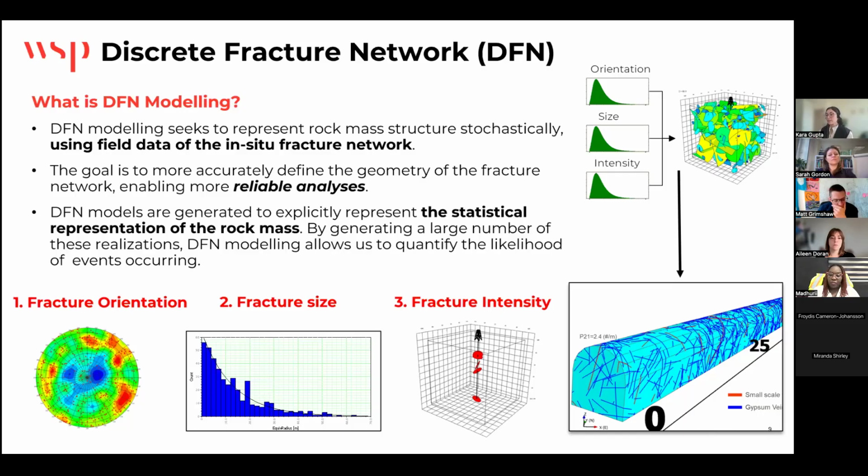As I said, the DFN represents the statistical representation of that rock mass. And it also allows for multiple realizations to be generated and to quantify the likelihood of events occurring.